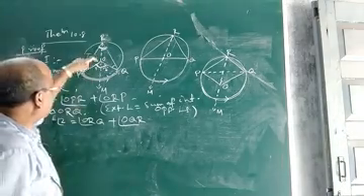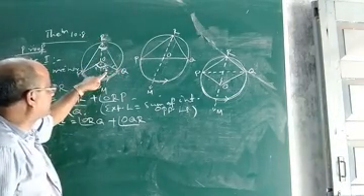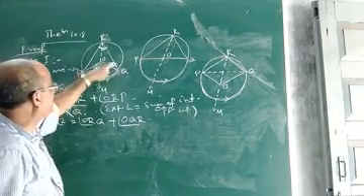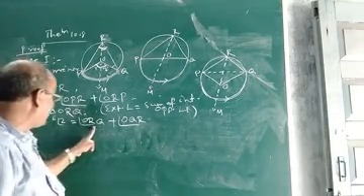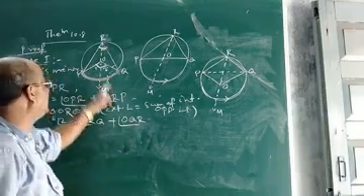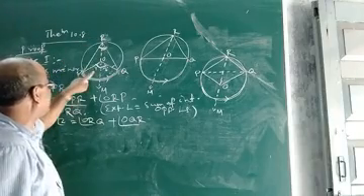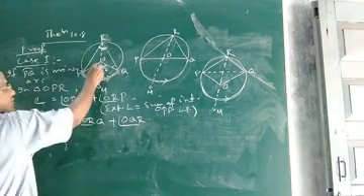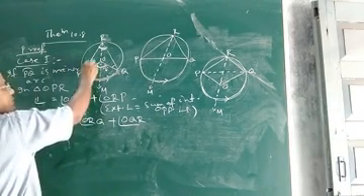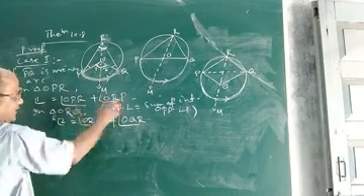See, in this triangle ORQ, angle 2 is exterior, and angle OQR and ORQ are interior opposite. So angle 2 will be equal to angle ORQ plus angle OQR. In triangle OPR, angle 1 is exterior. You see this one is exterior. So angle 1 will be equal to angle OPR plus angle ORP, what I have written here.